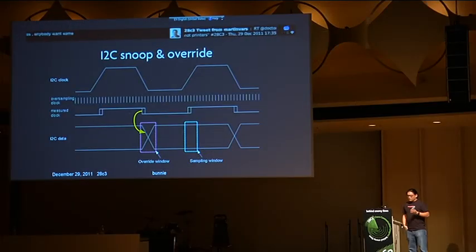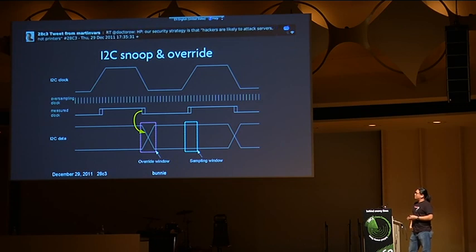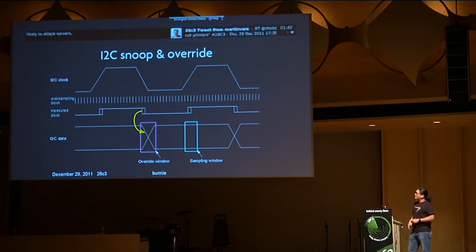Now, in order to do the snoop and override, the implementation uses a highly oversampled I2C implementation. I2C itself is very slow, a 100 kilohertz clock. We oversample it at 26 megahertz.